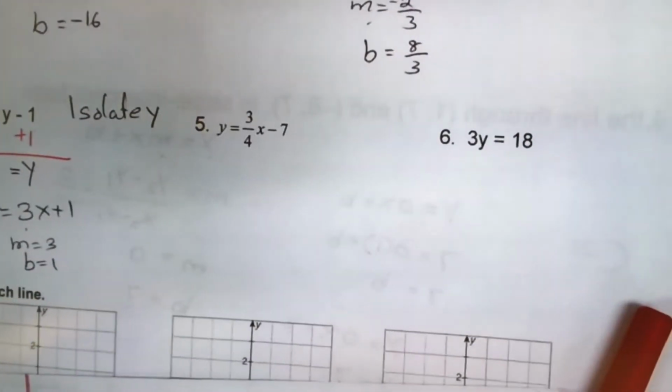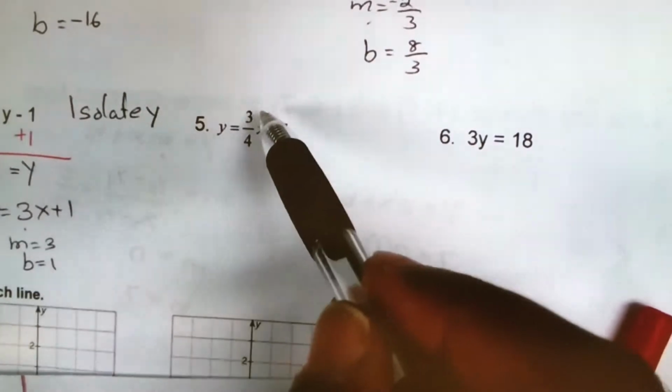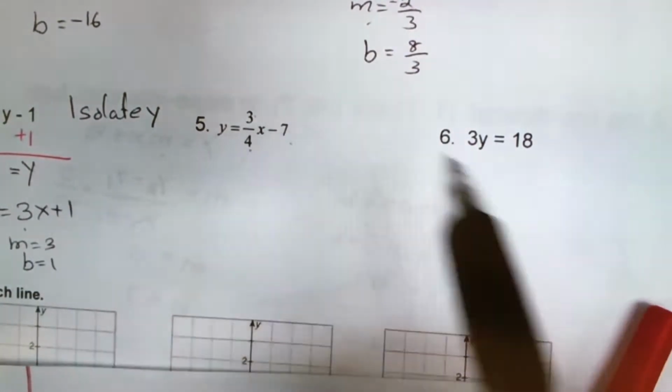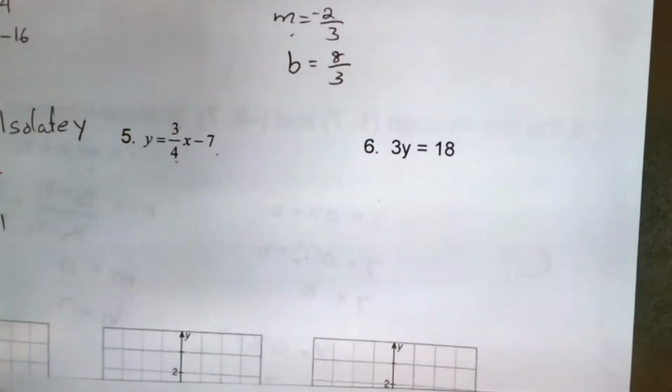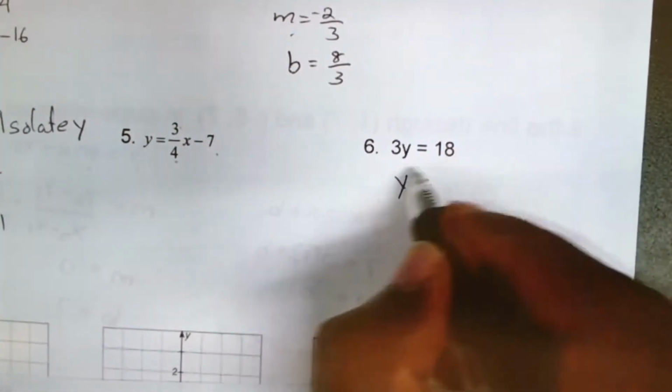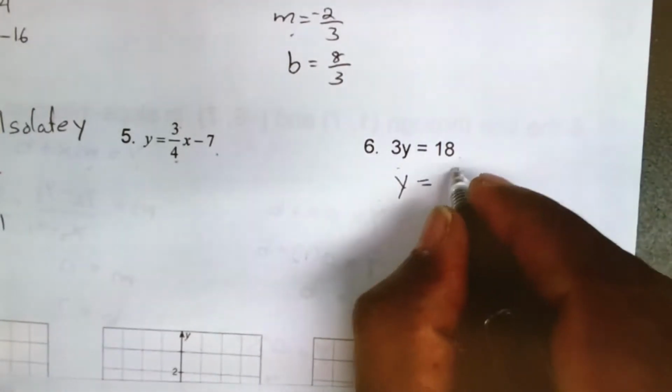So the next problem is already in y equals mx plus b form. So the slope is 3 over 4 and the y-intercept is negative 7. The last question, I need to solve for y. I divide by 3 on both sides and I get y is equal to 6.